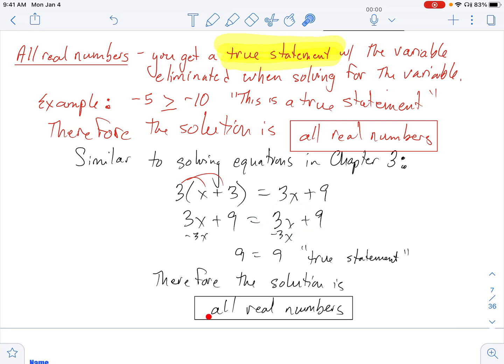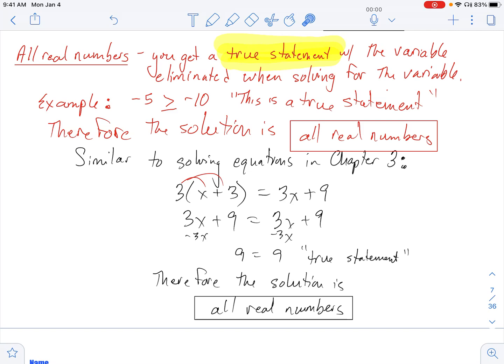Again, I'll say that one more time. What all real numbers means is that no matter what I plug in here for x, let's say I plug 10 in, I'd get 10 plus 3 is 13. 13 times 3 would be 39. If I plug 10 in on the right side, we're going to see if we also get 39, and that would be 3 times 10 is 30, plus 9, which again is 39. I could plug in something like -2, and I would find out that what I get on the left would also be equal to what I get on the right. So it doesn't matter what number you're plugging in, every possible number out there would work.